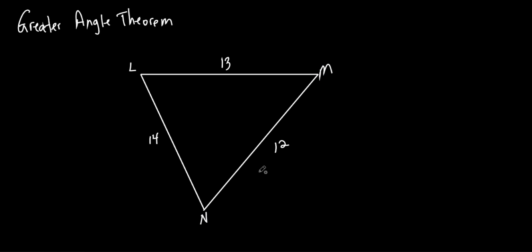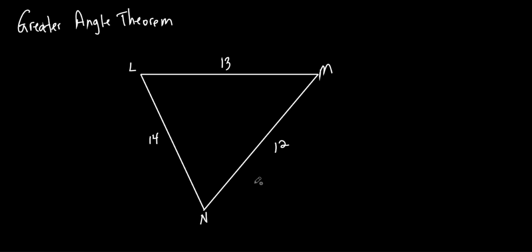Okay? Now, here's what the greater angle theorem says. Let me read it to you, and then we'll talk about it. It says, if two sides of a triangle are not congruent, well, we have that, don't we? None of those sides are congruent. Would you agree? Okay, so it says, if at least two of the sides are not congruent, then the larger angle is opposite the larger side. Hear what I just said?